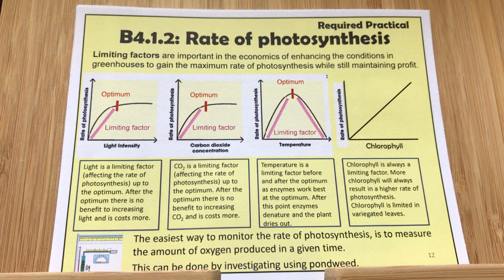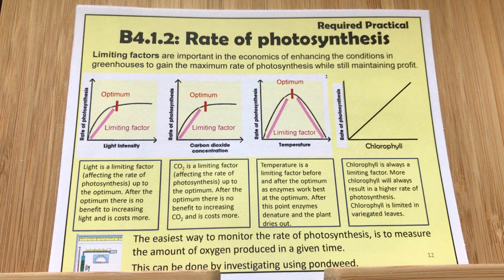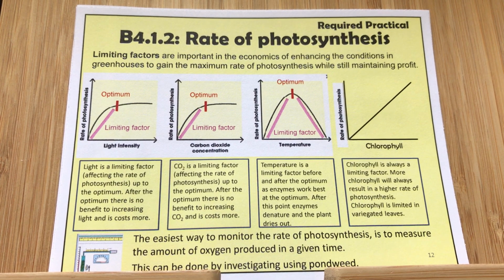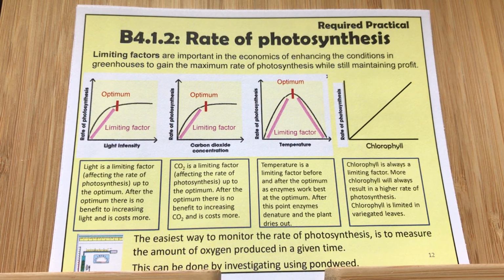It's all about profit, it's all about high yield. Let's find the optimum and then let's move on to the next limiting factor. So we can see light intensity there is a limiting factor at first. Once we reach the optimum, something else has become a limiting factor.